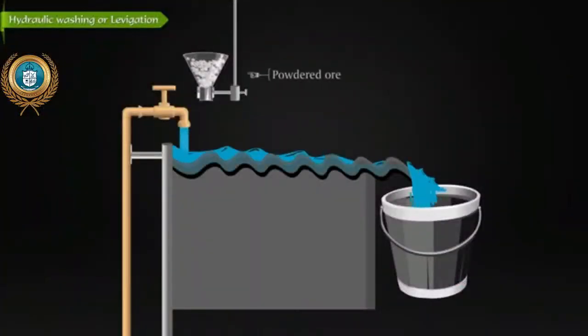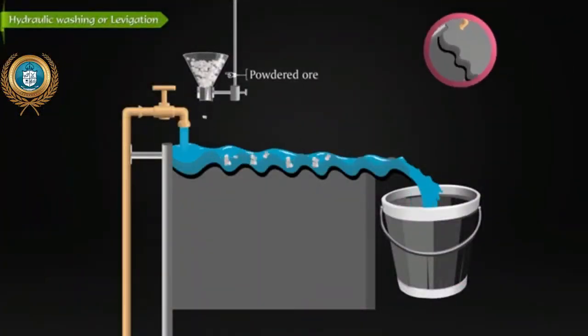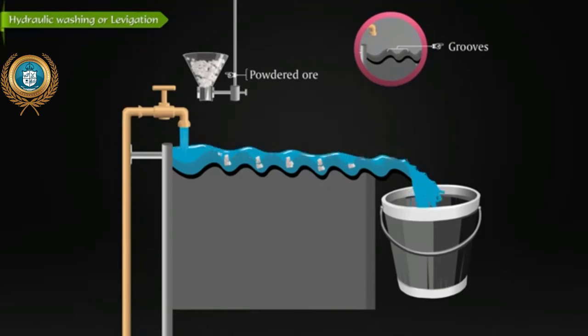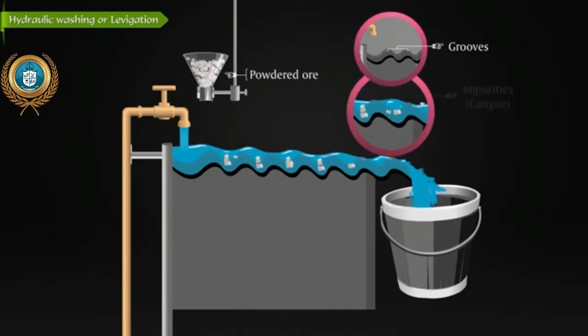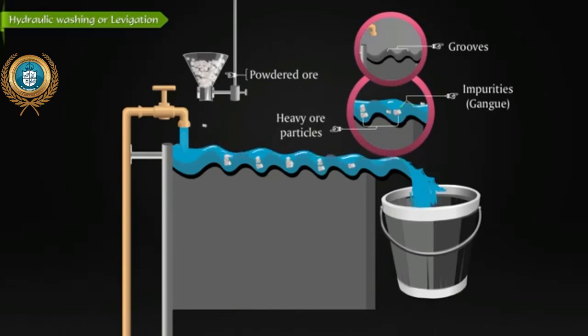The powdered ore is spread on special types of tables having grooves on the top. A stream of water is thrown from one side of the table. The gang particles, being lighter, are washed away with the stream of water, leaving behind the heavy ore particles.